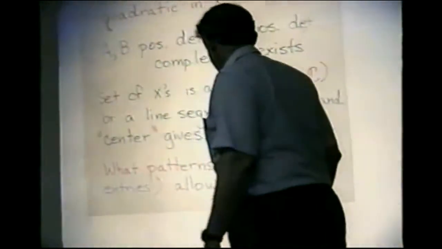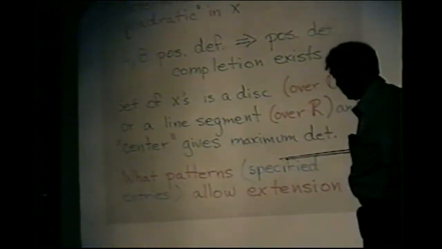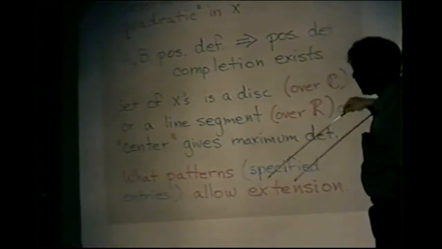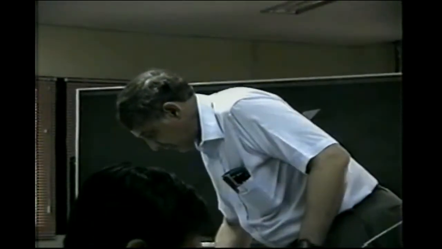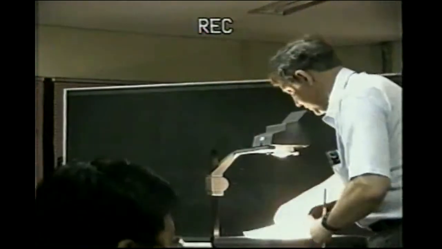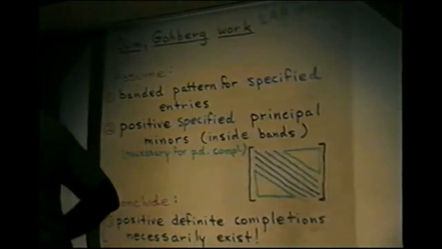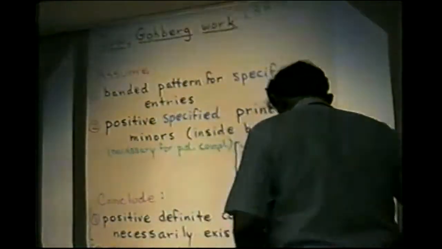So a natural question now arises here, and that is, what are the patterns for the specified entries? What graphs, if you will, have the property that I can extend this nice result to those more general patterns? Well, the first result in that direction, and actually the result that got me interested in the subject, was in a paper by Harry Dym and Israel Gohberg in Linear Algebra and Its Applications way back in 1981.